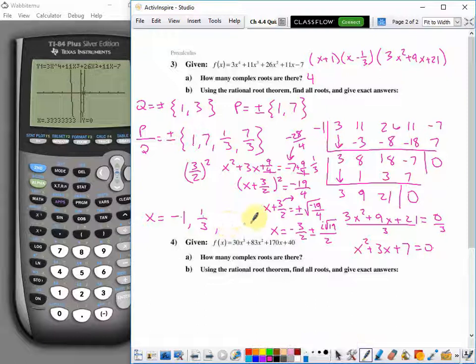Normally I'd like to split that up into two separate roots here, but I'm going to run out of space really fast, so I'm going to just write them as one with a plus or minus that represents both. Negative 3 halves plus or minus i root 19 over 2.